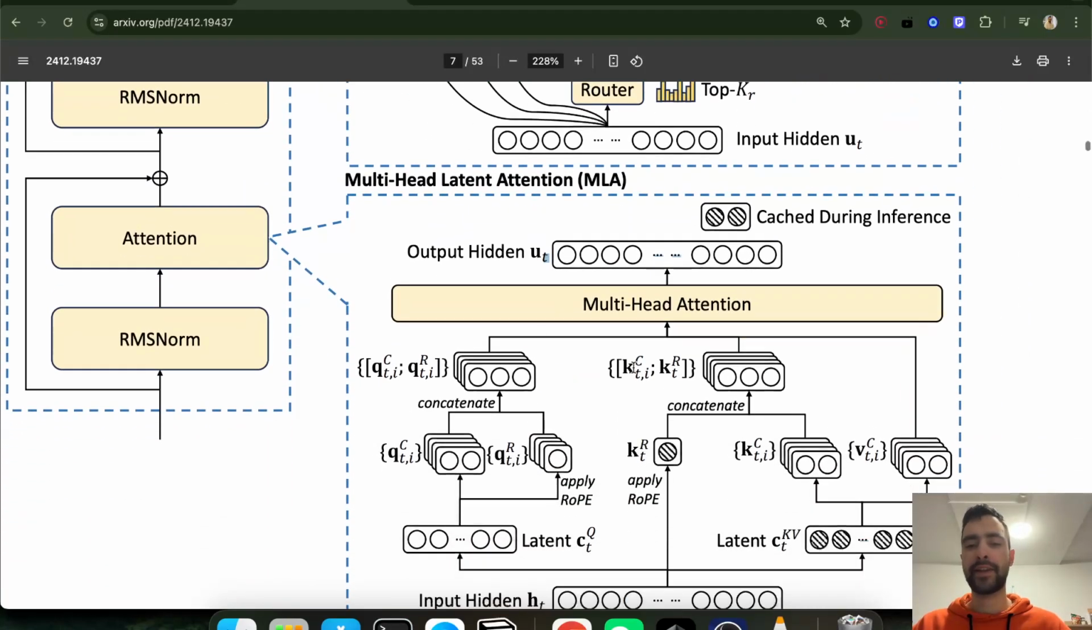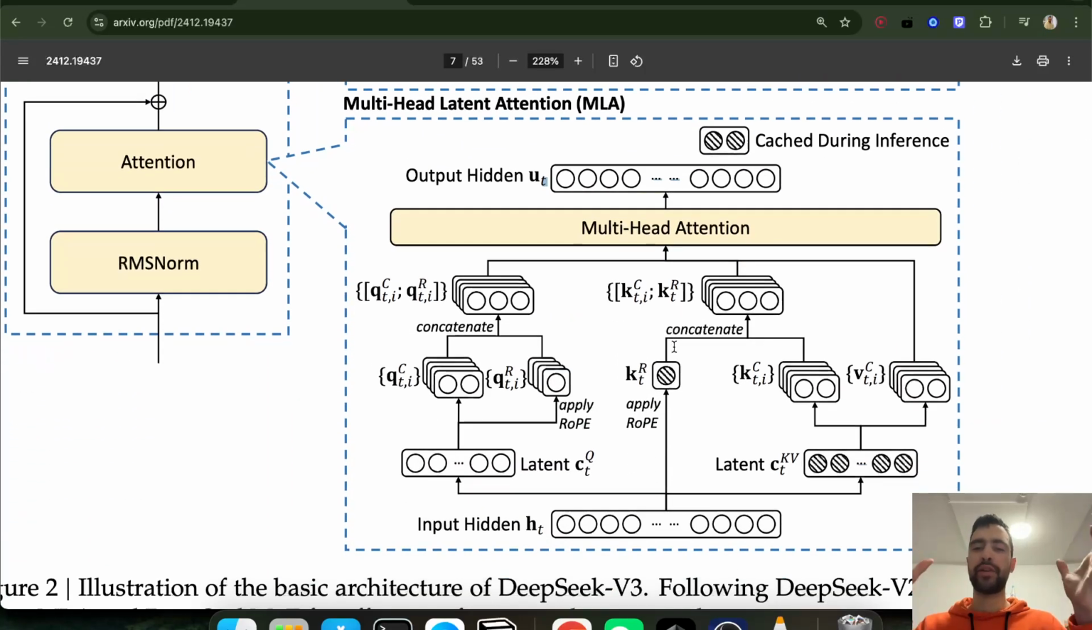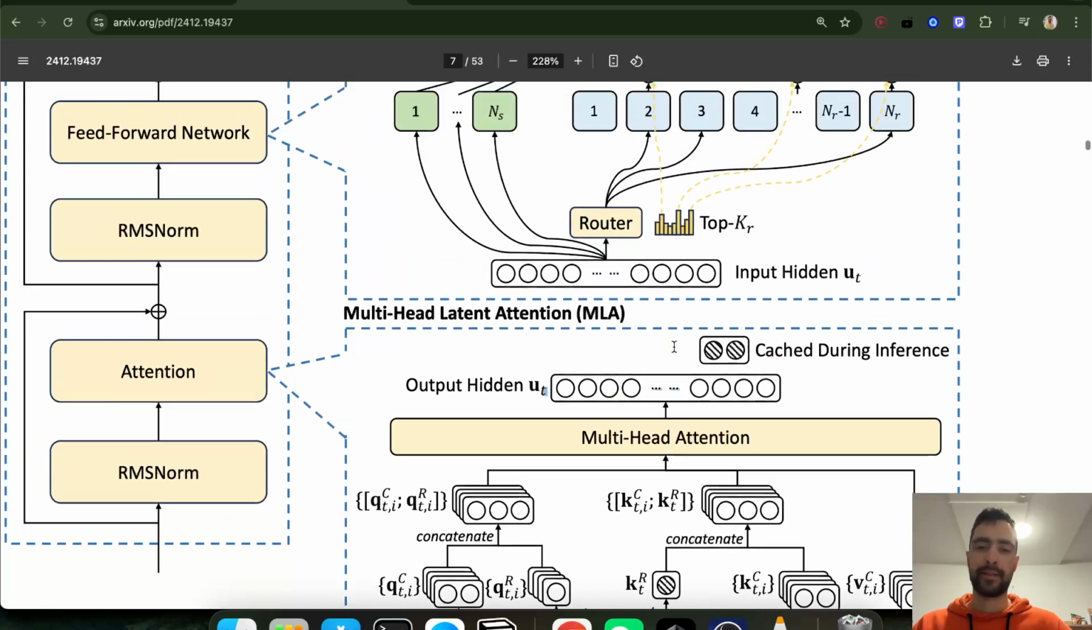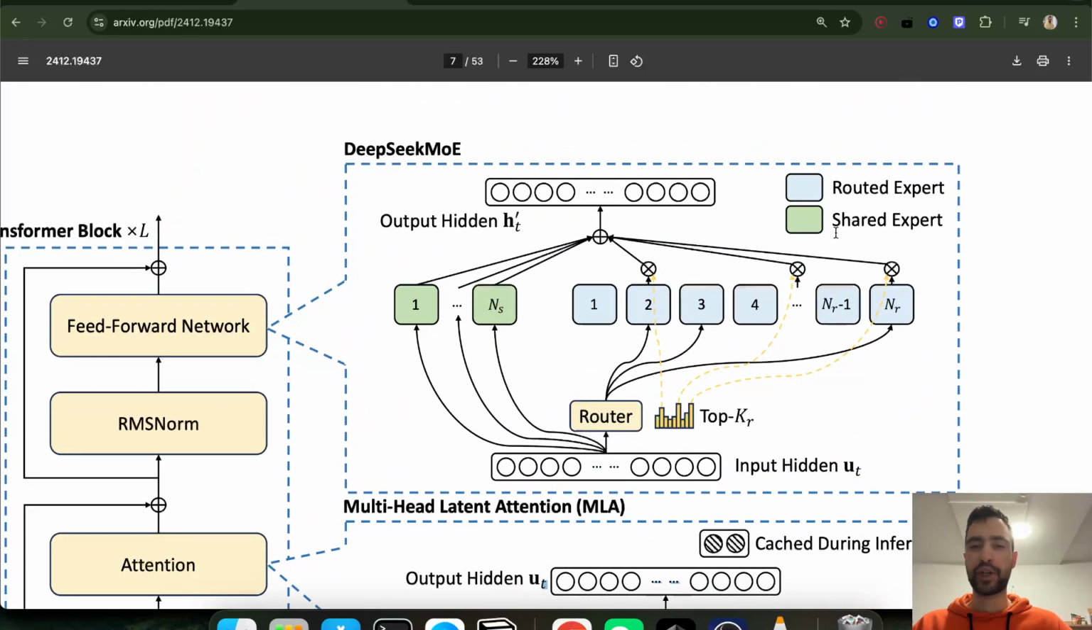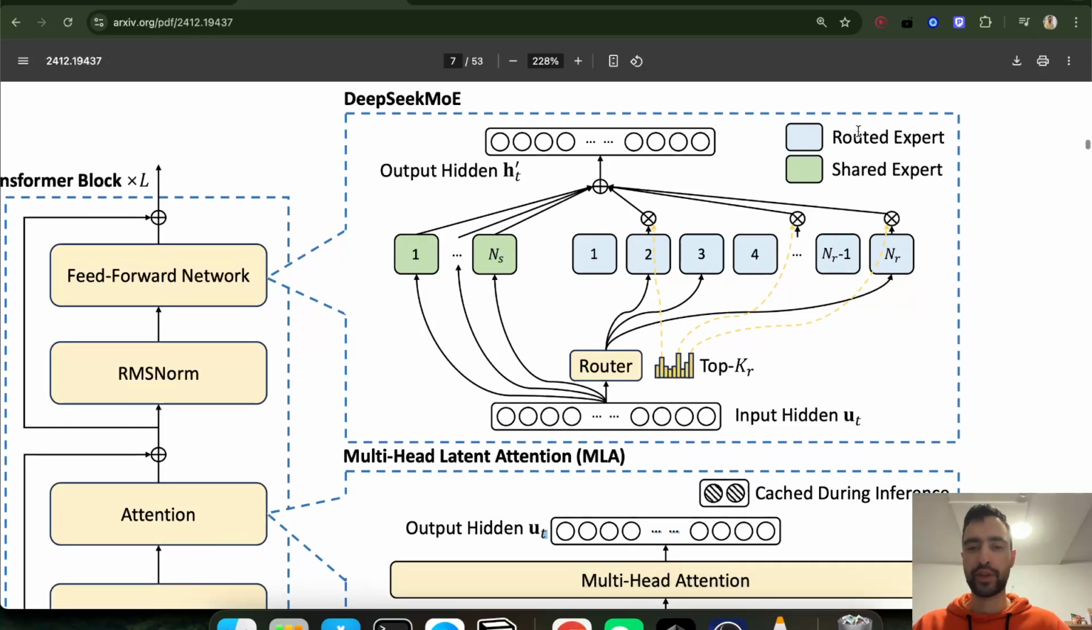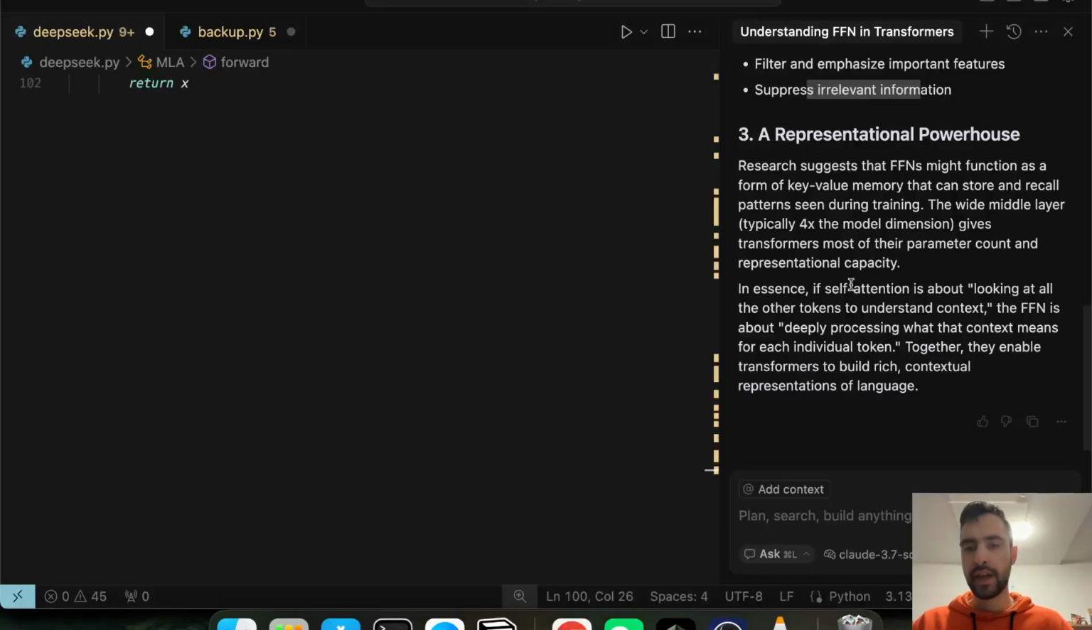You can look at the self-attention as discovering and adding or mashing all information, context, and then the feed-forward network making sense of all of that additional context from other tokens and processing it. In essence, if self-attention is about looking at all other tokens to understand context, the feed-forward network is about deeply processing what the context means for each individual token.